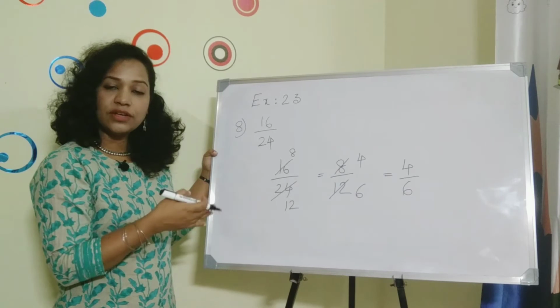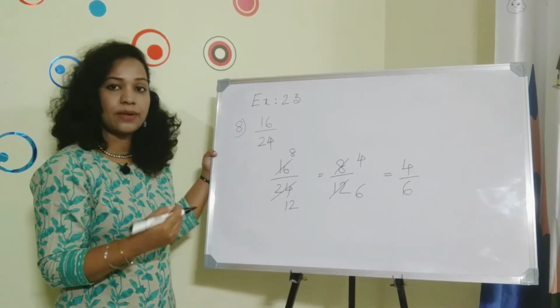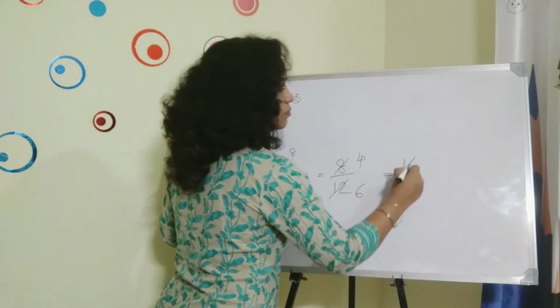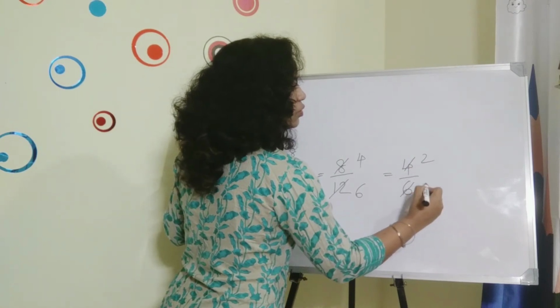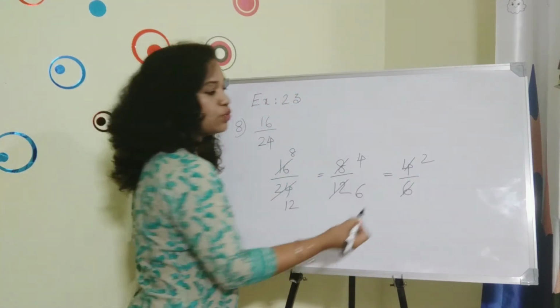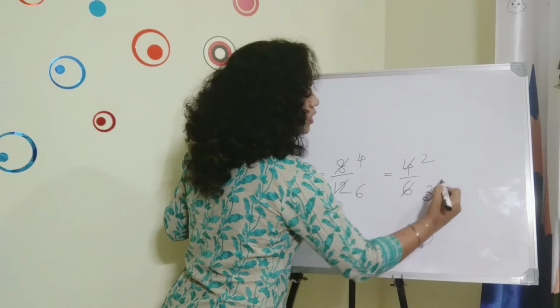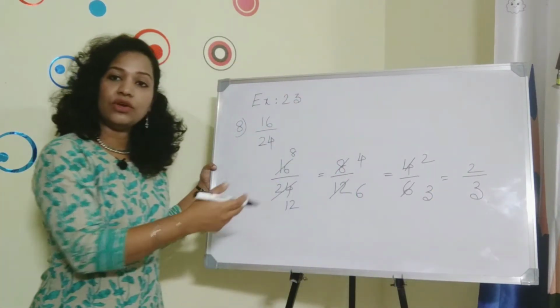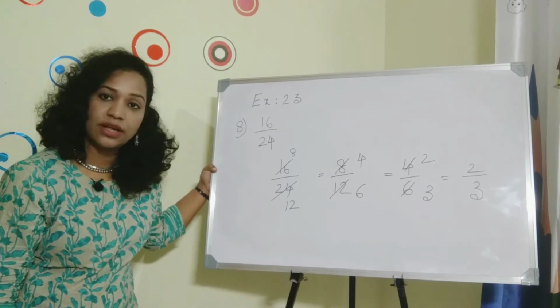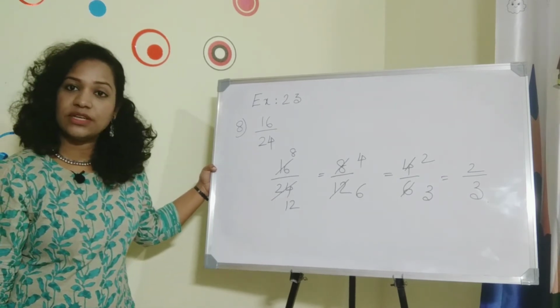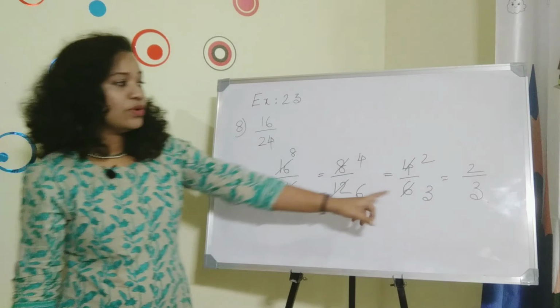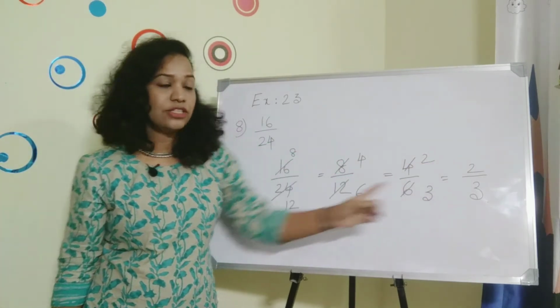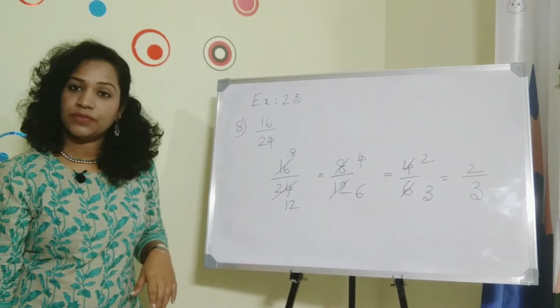So any common factor is there for 4 and 6? Yes, it is 2, and 4 divided by 2 is 2 and 6 divided by 2 is 3. So our answer is 2 by 3. Do we have any common factor there? 2 and 3? The only common factor is 1. So 2 by 3 is the simplest form of 16 by 24.